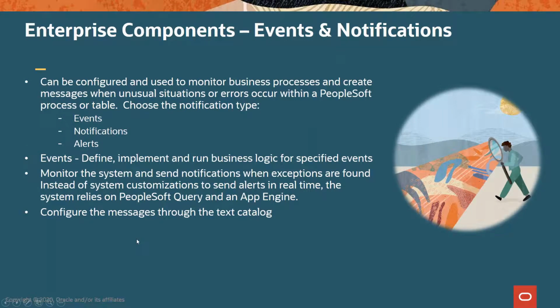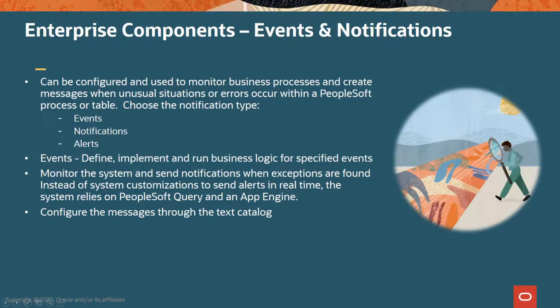Enterprise Components also has an events and notifications framework. This is not widely used in HCM, although it probably should be. It is widely used in FSCM. I just wanted to mention it here because if you are looking at notification functionality, you should be aware of what is possible and what might be out there.